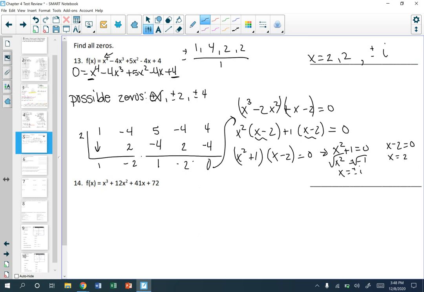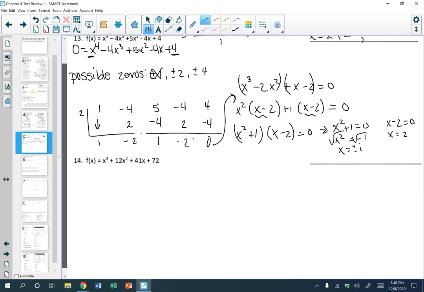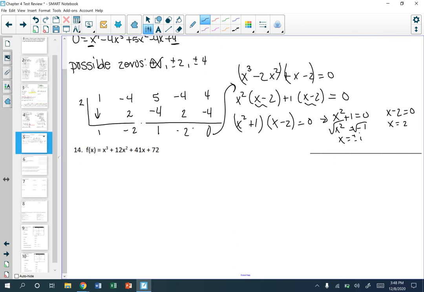All right, we look at this number 14. I see 4 terms, so my first gut would be to try factor by grouping. I'd take out an x squared, and I'd be left with x plus 12. And then I notice there's nothing in common between 41 and 72, nothing I could take out. So factor by grouping doesn't work. So again, we're going to have to resort to the rational root theorem.